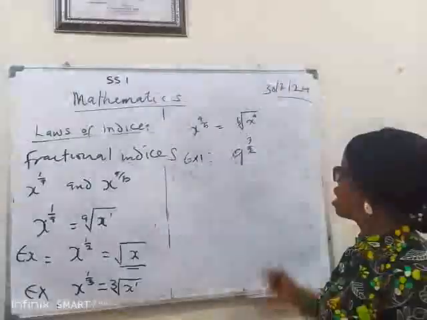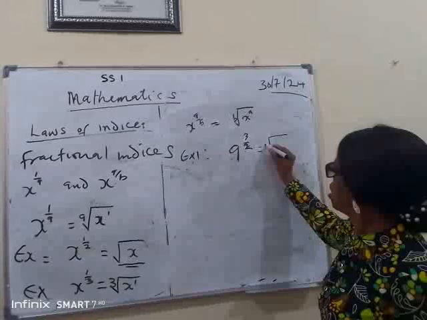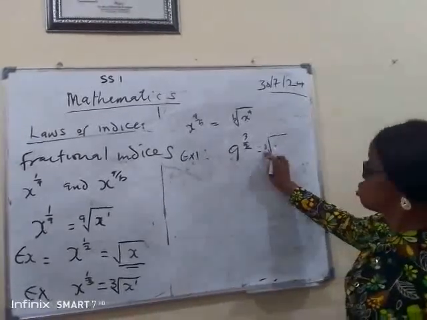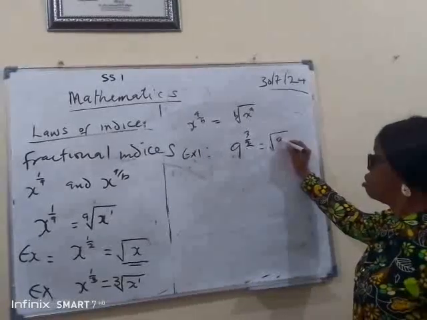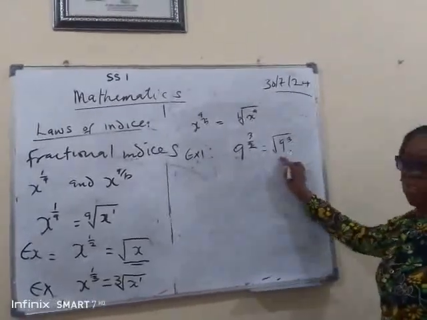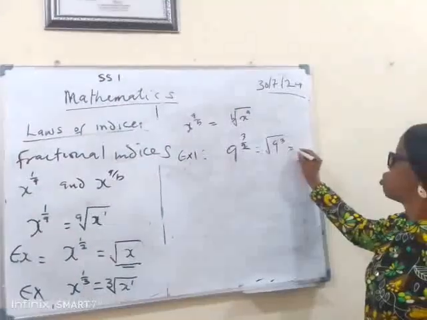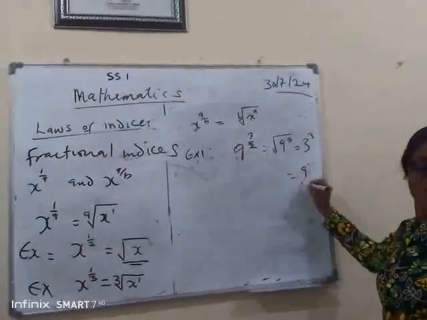In this case, I have roots. 2 has to come here. The way there's 2, we don't normally write it. It's the square root of 9 raised to power 3. And the square root of 9 is what? 3. 3 raised to power 3 will give me, sorry, 27.